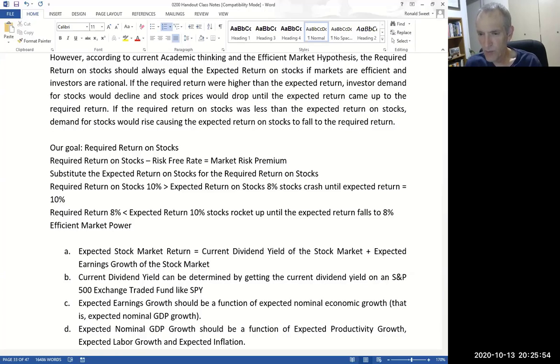So the question is, the current dividend yield you can pick up. You can just take the SPY current yield. Let me show you that real quickly. So we go back into Yahoo Finance here. We go find the SPY.